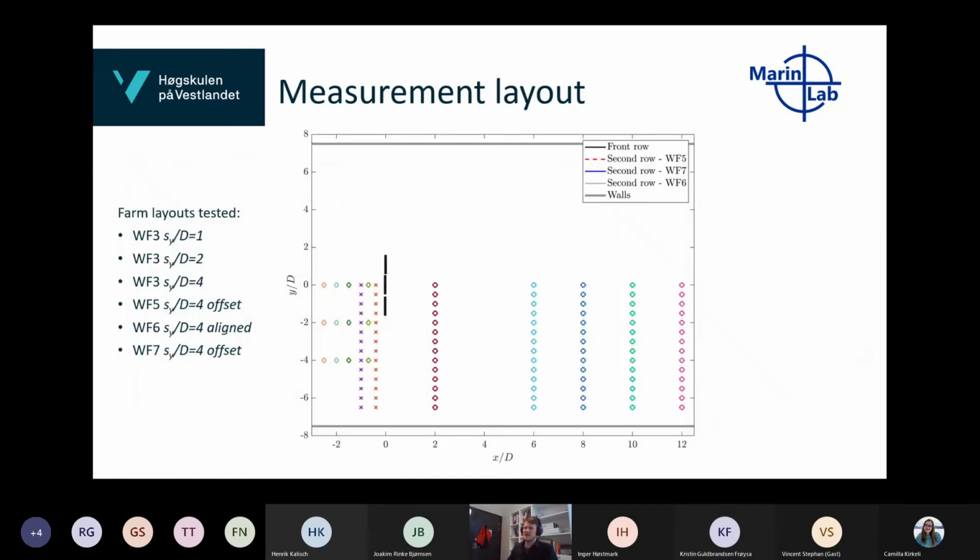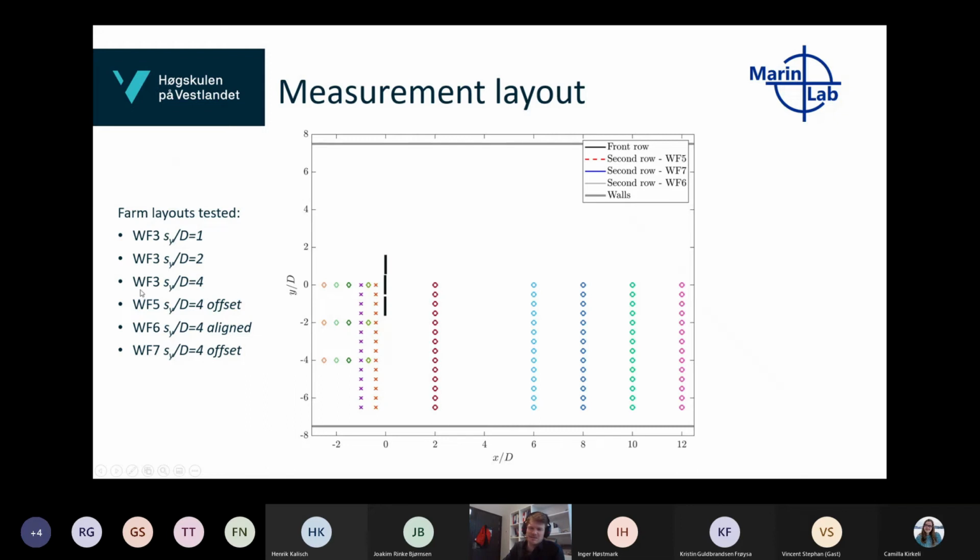Okay, so our measurement layout was a little bit different. Basically, we measured in the wake, so a couple of distances in the wake behind the wind farm, but today I'm actually just talking about this so-called upstream induction zone, which we focus on. So we measured basically six different setups that I'm going to present today.